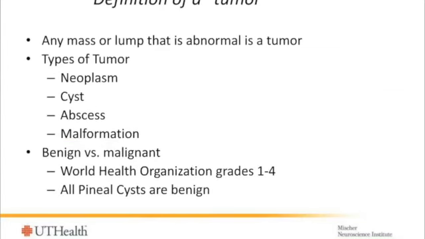So first I want to define for you what a tumor is, because we use that word a lot, and for most people we equate a tumor with something that is growing or something that could be malignant. And the official medical definition of a tumor is really any mass or lump that is not part of our normal tissue. Once we think of a tumor, we think of it as benign or malignant, and we use a World Health Organization grading system that I'll talk about later. And all pineal cysts, if that's what you have, are benign lesions.